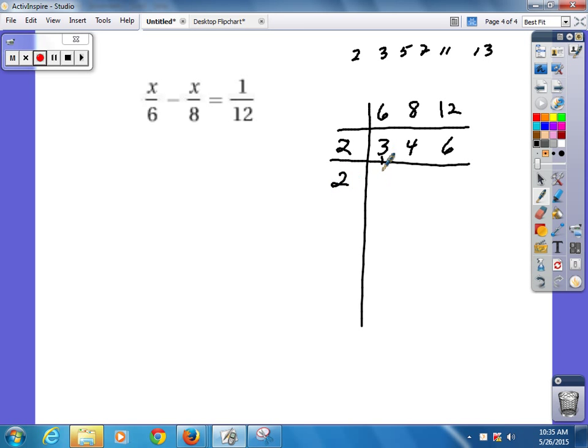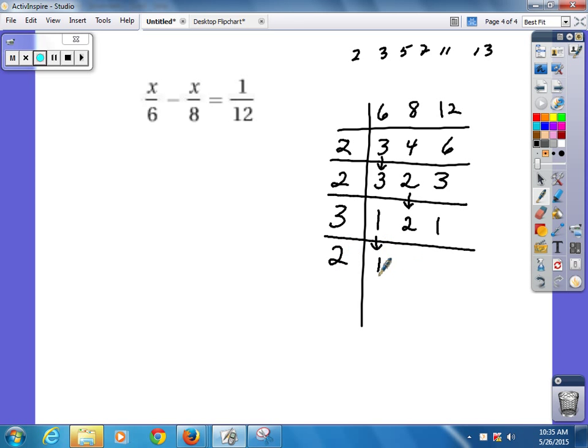2 again. This comes down. 2 and 3. And then 3. That's 1. That comes down. And 1. And then what's our objective? To have all what? Ones. So that comes down as 1, 1, and that comes down as 1. So we're done. And there is your common denominator.